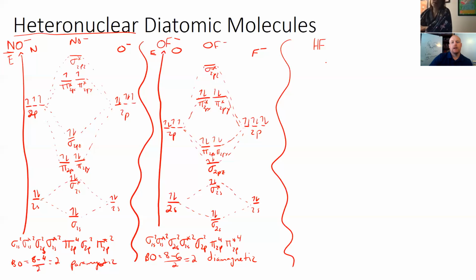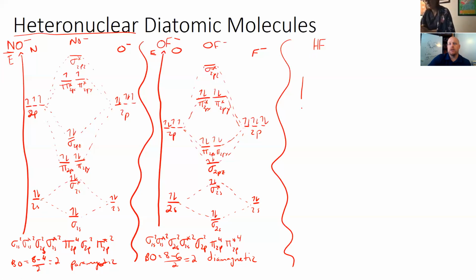Okay, so there are those ones. Now, HF is a little bit different. It's a little funkier because of the nature of having, well, the hydrogen, its valence orbital is the 1s orbital. And so it's not going to be the same type of overlap here.